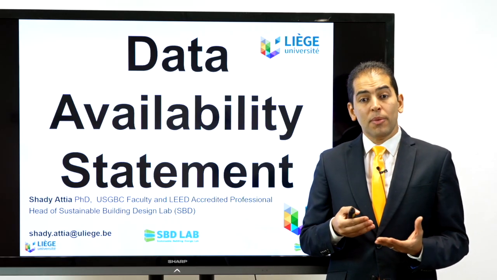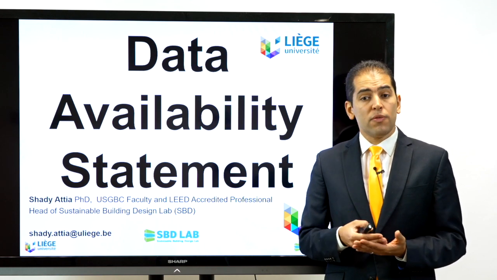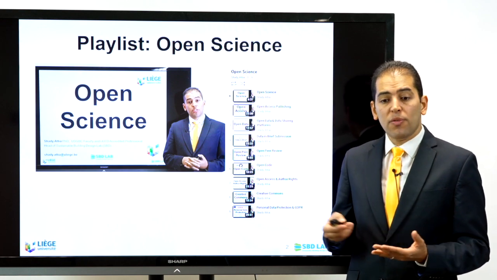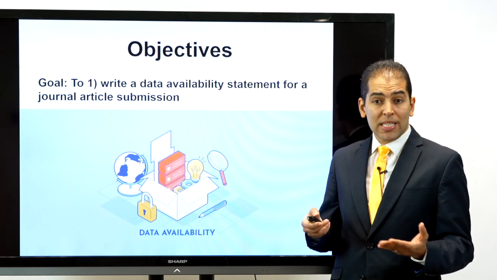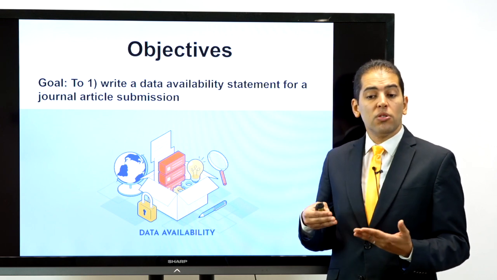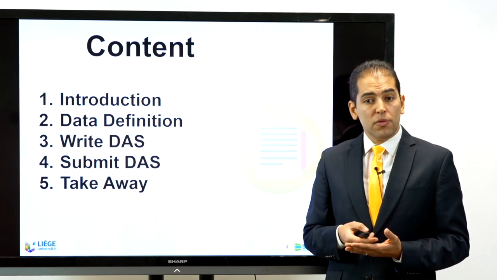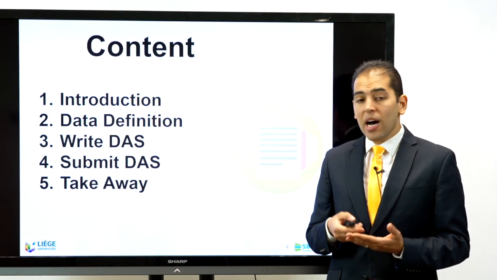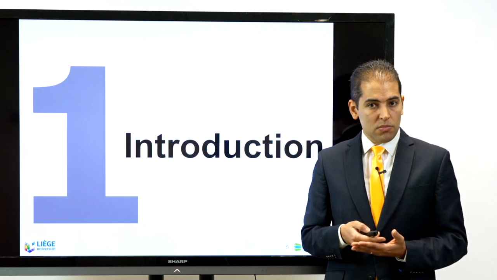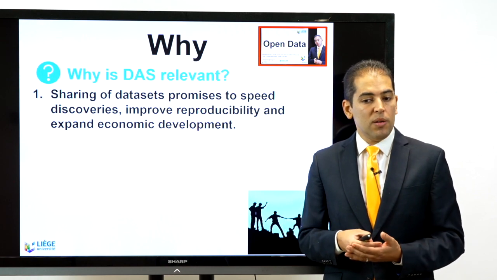Today's presentation is about writing a data availability statement for research or for a journal submission. The presentation is part of a playlist on open science, and the objective, as I said, is to help you write this data availability statement as part of a journal article submission. We will talk mainly about the definition of a data availability statement, how to write it, and how to submit it, before some takeaway messages. So let's start with the introduction and ask ourselves, why do we need a data availability statement?